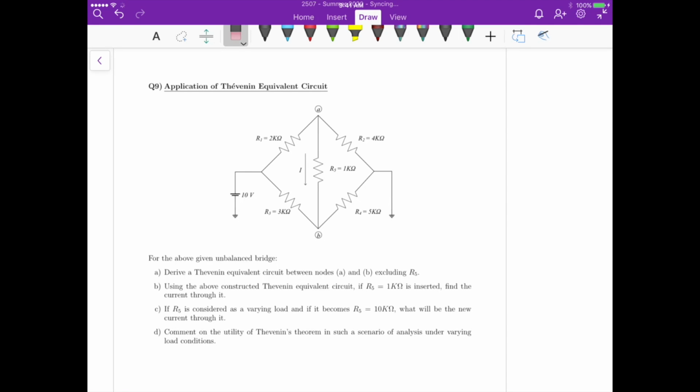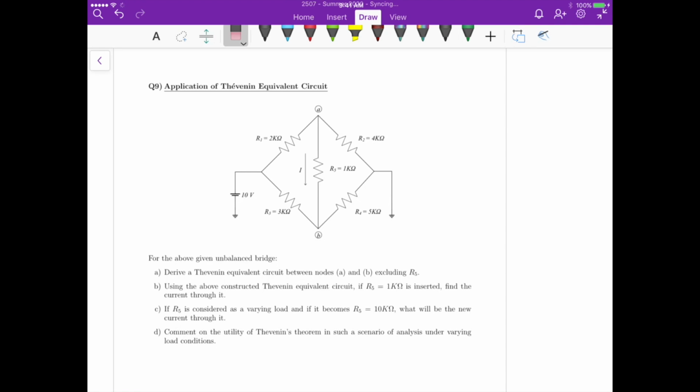Hello again. So this is question 9. And for question 9, we have an application of the Thevenin equivalent circuit. So in this circuit, it's an unbalanced bridge, okay? And in part A, we have to derive the Thevenin equivalent circuit between nodes A and B, excluding R5.